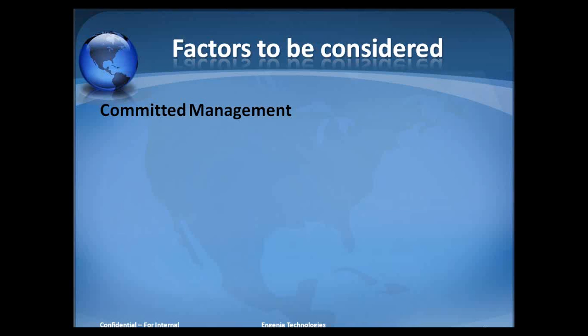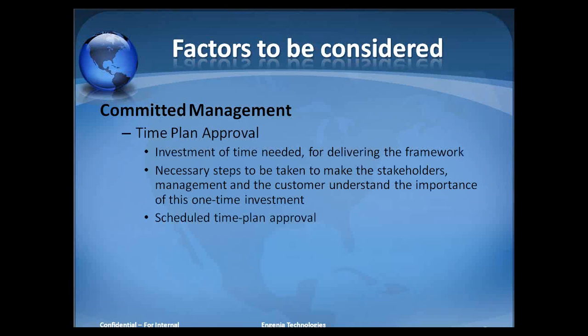So the first and most important factor is committed management. Till the time the management is not committed towards automation, you as an automation engineer, a test lead, or a QA manager will not be able to succeed in automation. Because we have to take things like time plan approval. In the time plan approval, we need to take the investment from the management of the time needed for delivering the framework.